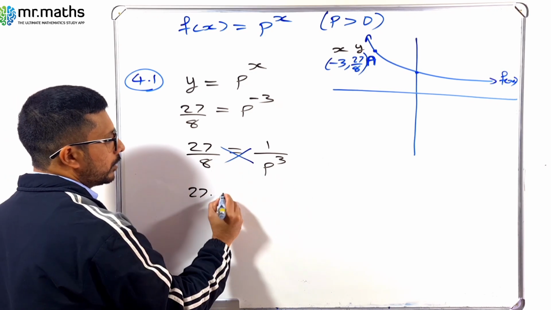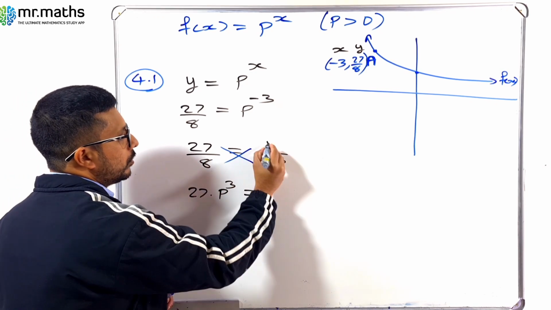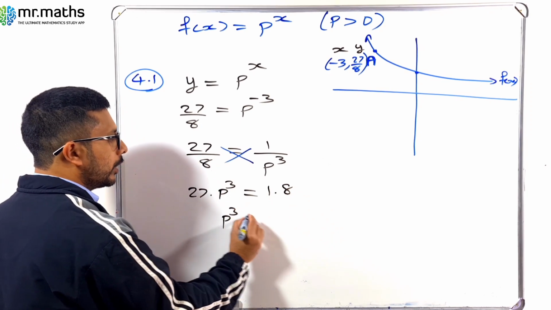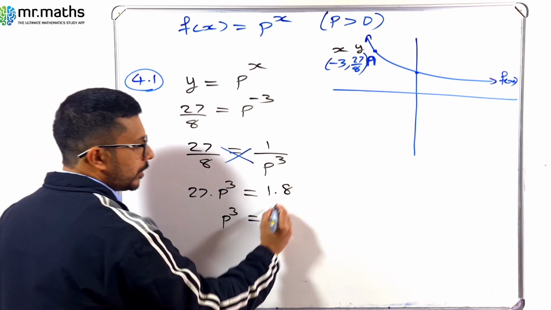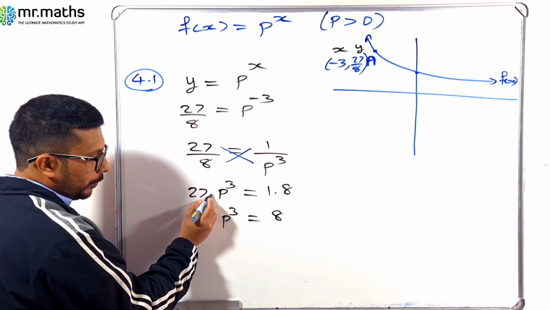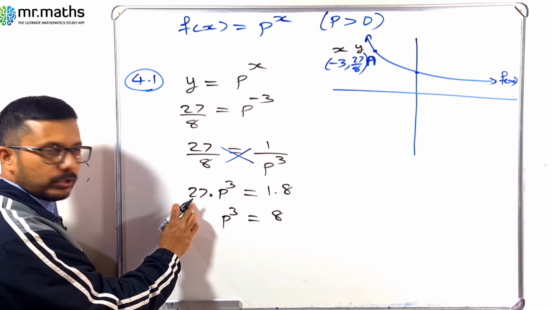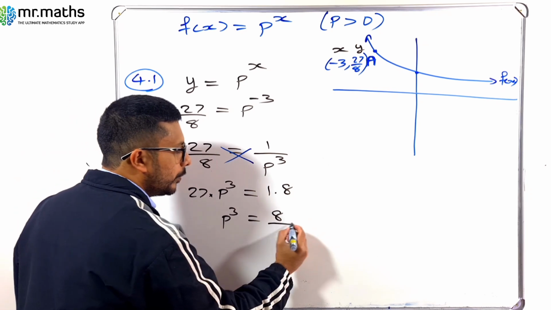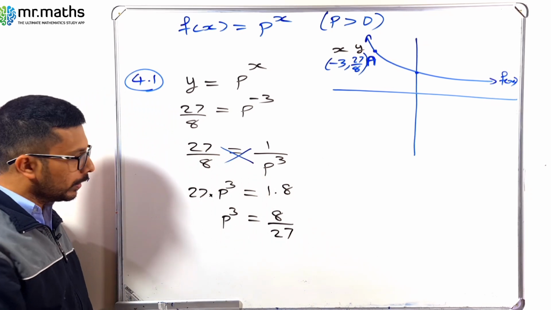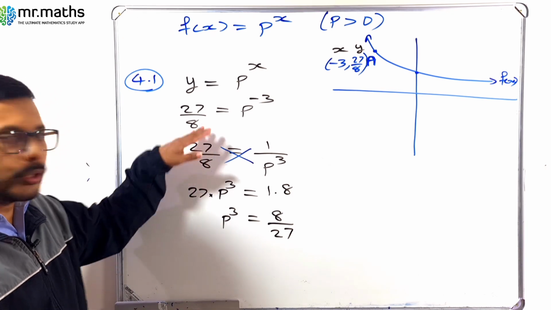So cross multiply this one like this: 27 times p raised to 3 is equal to 1 times 8. Or from here, what is p raised to 3? 1 times 8 is 8. Okay, so 27 times, this is multiplication. So if I want to take this 27 to the other side, it is supposed to be division. So it is 8 over 27. Okay, so now I showed this step.